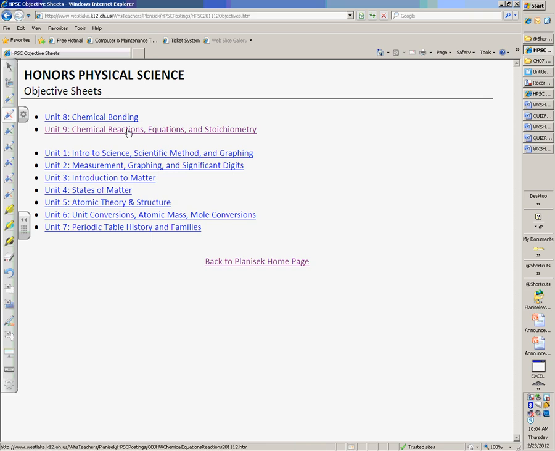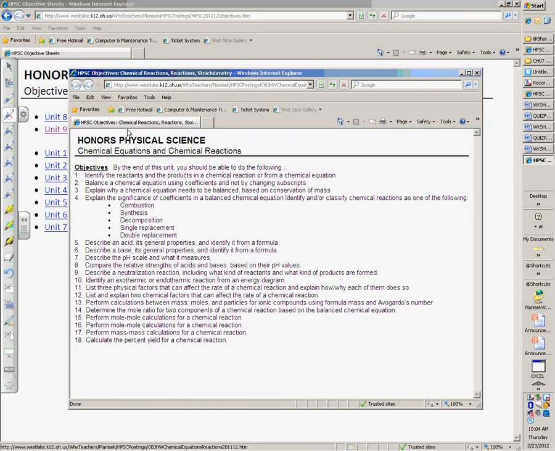Would have been stronger, so yes. So number 8: compare the relative strengths of acids and bases based on their pH values. The lower number is better, exactly. The lower number means it's more acidic. So what number would you want?